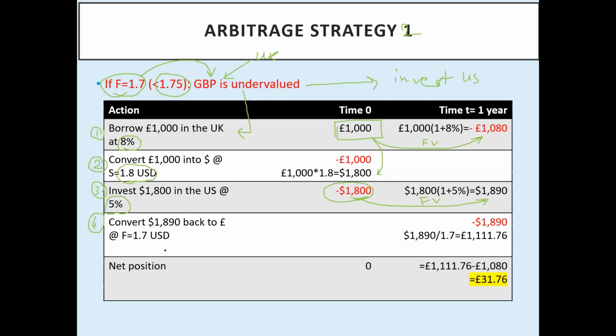Also, because I want to hedge my foreign exchange rate risk exposure, I'm going to convert the dollars back into the pounds at the end. So here in step 4, I'm going to convert the dollar proceeds into the pounds at the forward rate of 1.7 USD.